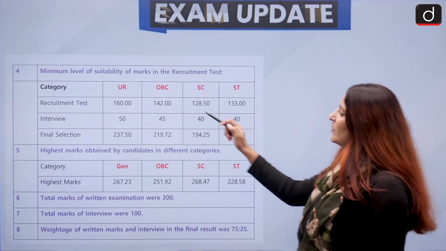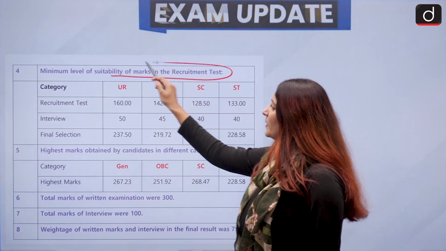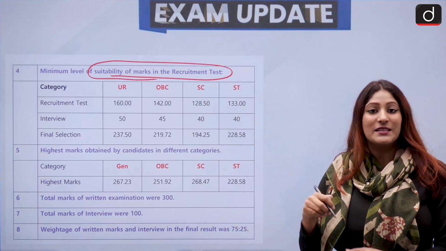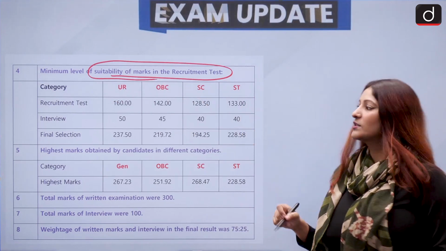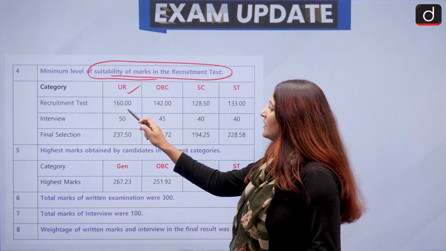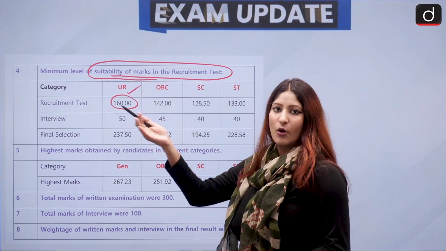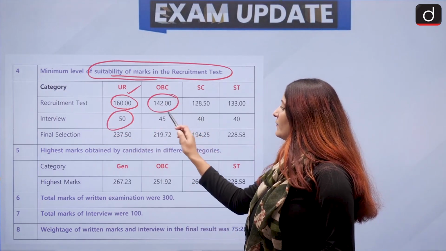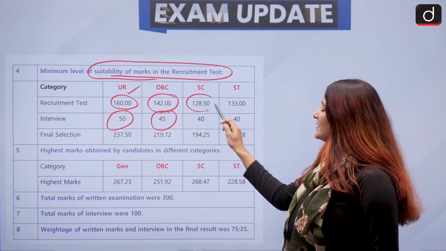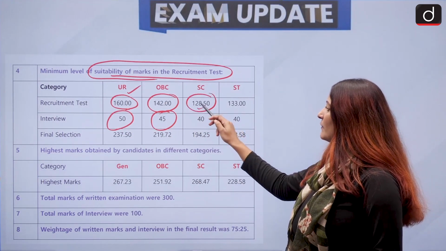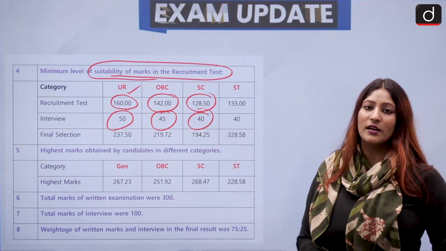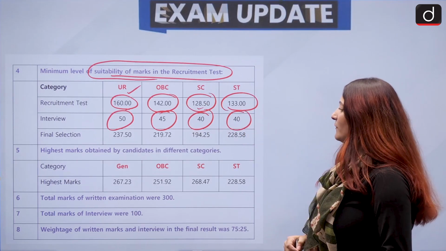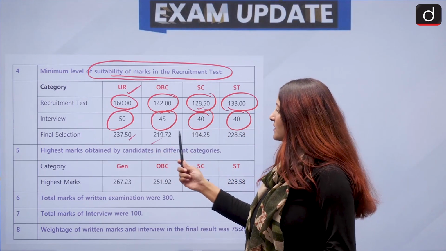Then the minimum level of suitability marks in the recruitment test. Here are the suitability marks in the recruitment test, which was computer based, the MCQs. For unreserved categories it was 160, and as I already told you, the threshold for interview was 50. 142 for OBC and 45 for interview. Then for SCs in written 128.50, threshold for interview is 40, and for STs 133 and 40. So final selection was done on this number of marks.